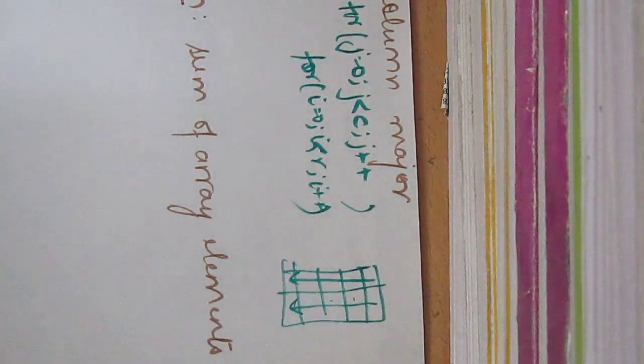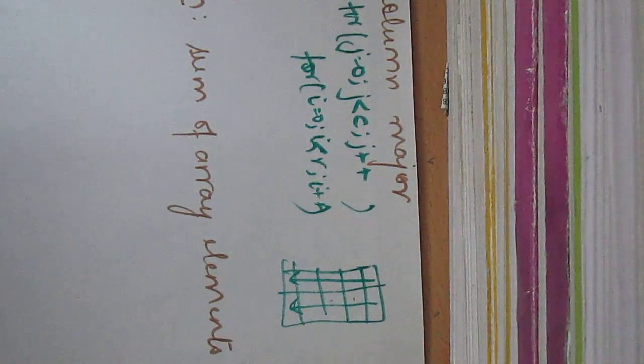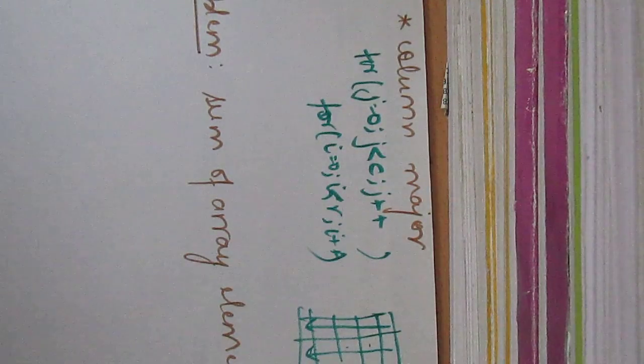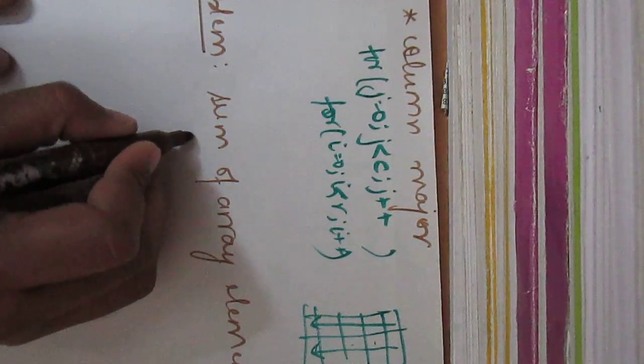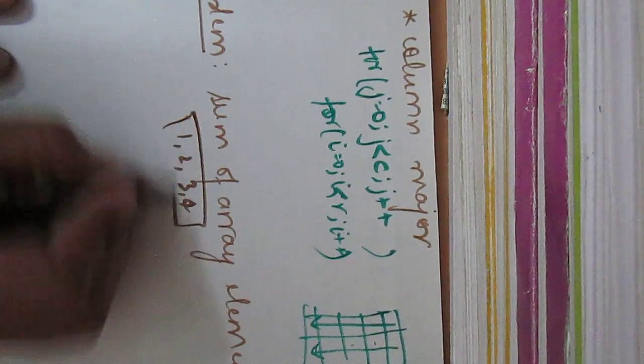Next we have the problem sum of array elements. Suppose we have to find the sum of all the elements present in a two-dimensional array. We have a very nice approach. First of all we'll see how to find the sum of the array elements in a single dimensional array. As you have seen, we have, for example, the elements 1, 2, 3, 4, and we have to find the sum of these elements. What's the approach?